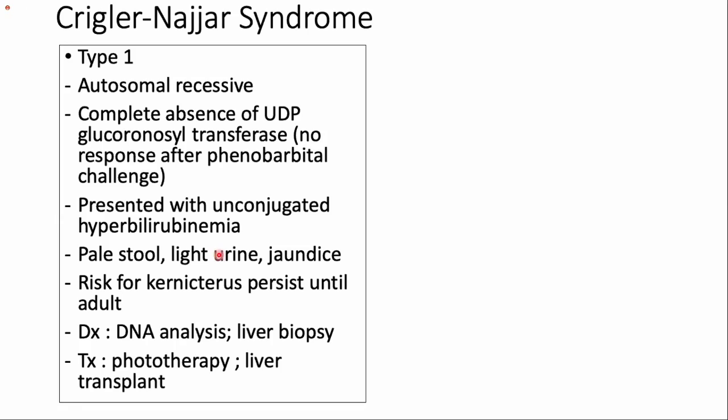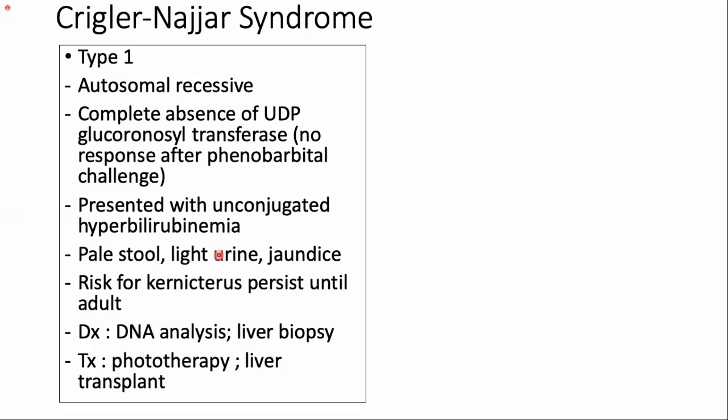Diagnosis will depend on liver biopsy and also DNA analysis, checking for the gene. And also the treatments: phototherapy and also liver transplantation. The liver transplantation will be the definitive therapy, whereas for phototherapy, the Nelson textbook mentions that we need to continue until adulthood because of the risk of kernicterus developing. However, as compared to neonatal phototherapy, this one we only apply at night because we want to allow the children to roam freely during the daytime to resume their activities.